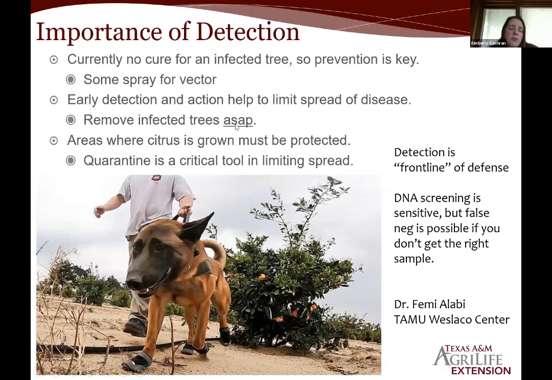But unfortunately, those little psyllids can come in on a lot of things, including shipments, and that's how it's thought to have spread to some select locations throughout the world. But early detection and action is really important to help limit the spread of that disease, so you don't have essentially a Typhoid Mary sitting there in an orange grove.